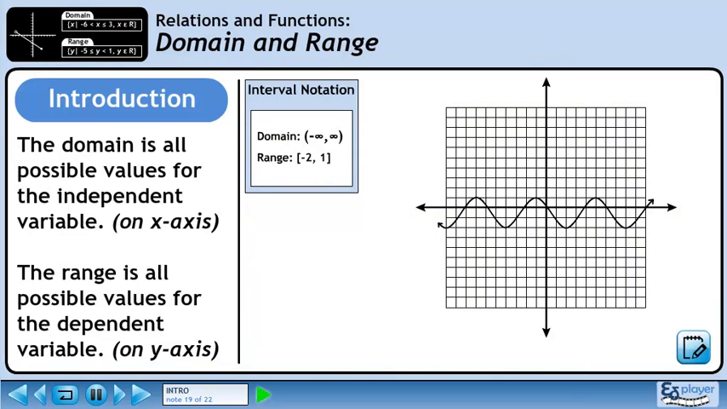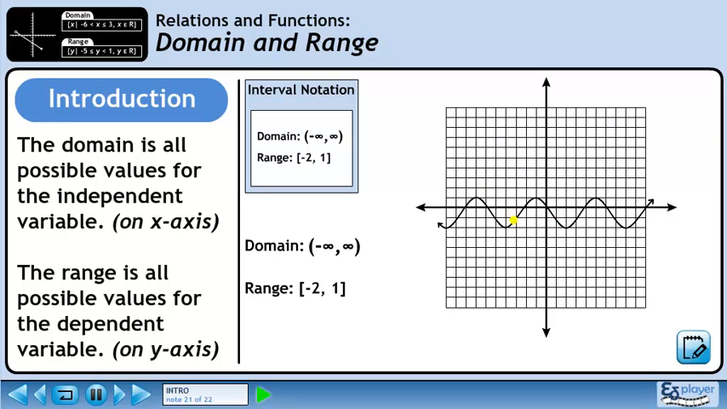The graph shown here extends left and right forever and oscillates between y values of -2 and 1. The domain is from -infinity to +infinity. We can put these values in brackets, where the first value indicates the leftmost point, and the second value indicates the rightmost point. The range is -2 to 1.